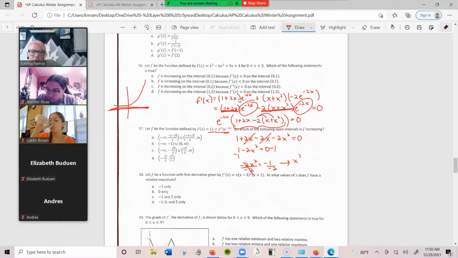So we get x squared is equal to 1/2. And then we square root both sides, which gives me the square root of 1 over the square root of 2. Remember, always plus or minus. So it's plus or minus 1 over square root of 2.